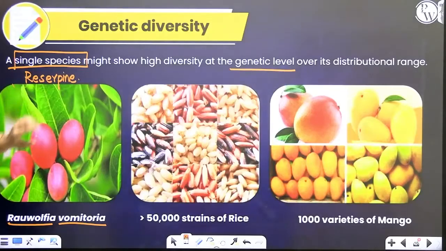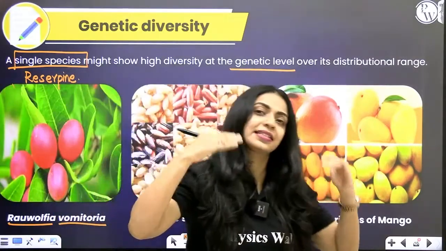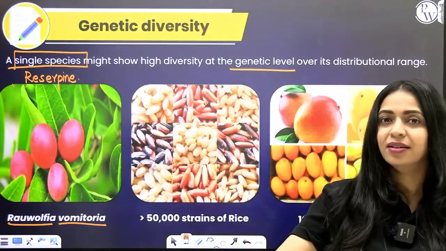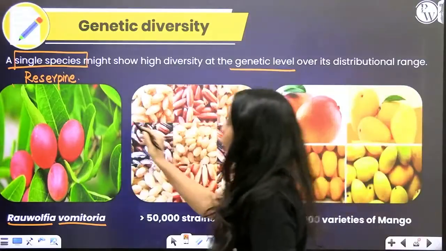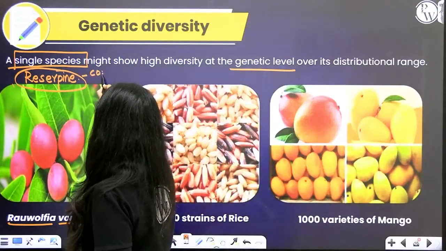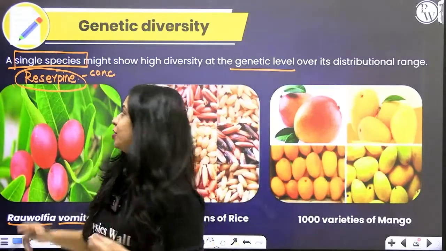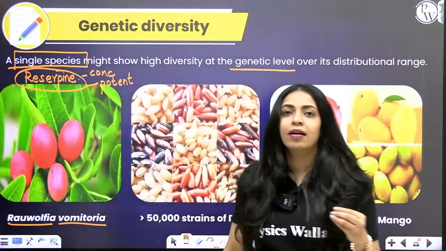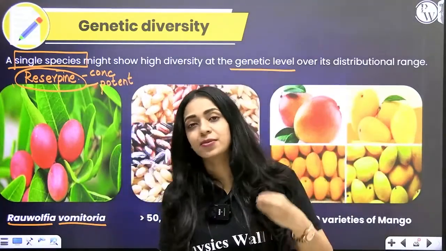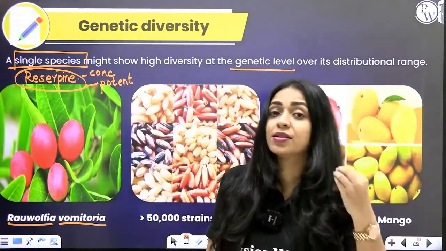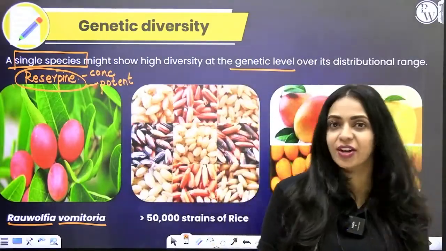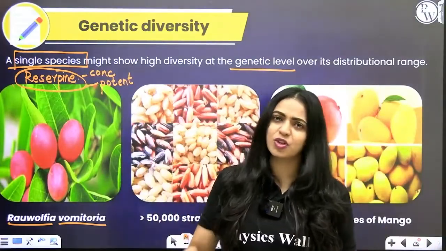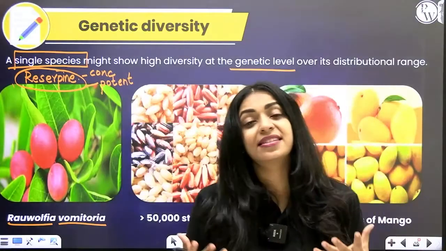Though there are many plants belonging to the same species in the same area, one plant might differ from another plant lying right next to it in terms of how much reserpine it's producing, the concentration of reserpine, and also how potent this reserpine is. So this reserpine is a chemical that this plant produces that has medicinal value, okay? So how potent is it and how much concentration is each plant producing? That varies between different plants belonging to the same species that are found pretty much in the same area. So that is an example of genetic diversity.